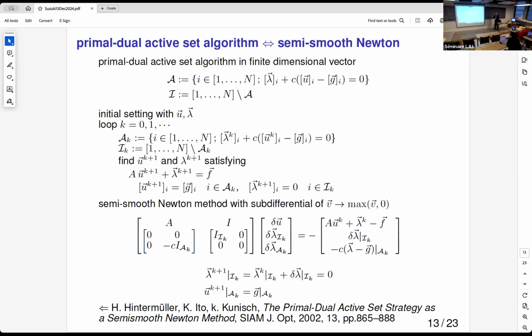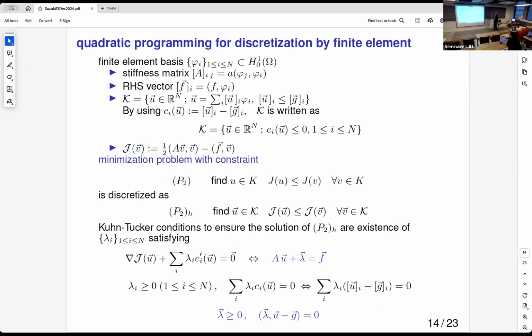I will summarize that the equivalence of the active dual set method and semi-Newton is already shown. And that means gradually we have a good relation to this. But I'd like to show the quadratic programming, so instead of modifying the stress matrix, just working only with the Lagrange multiplier.